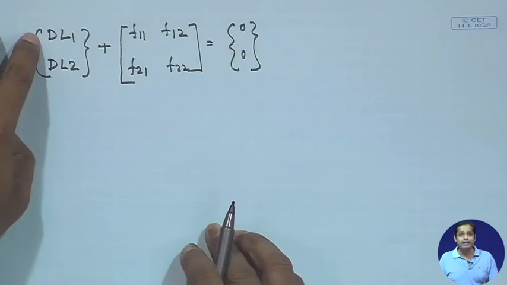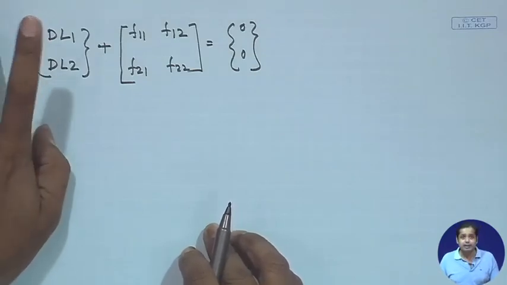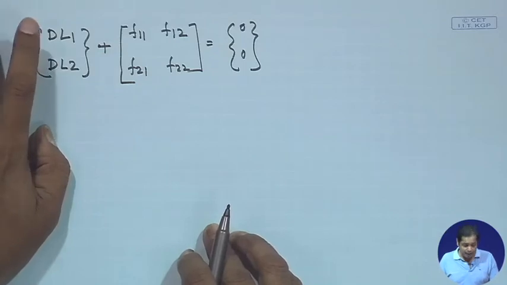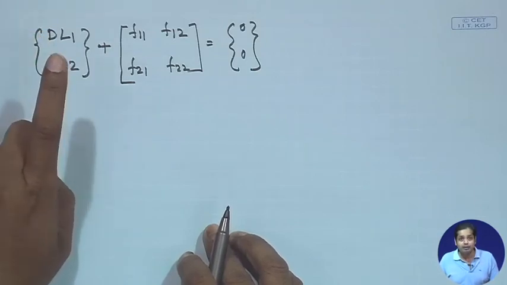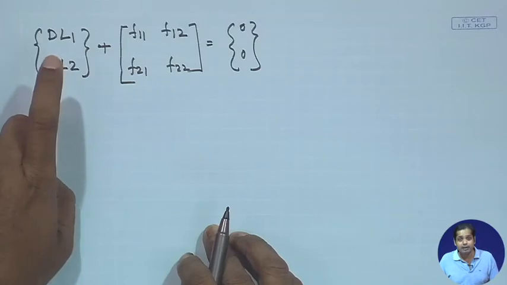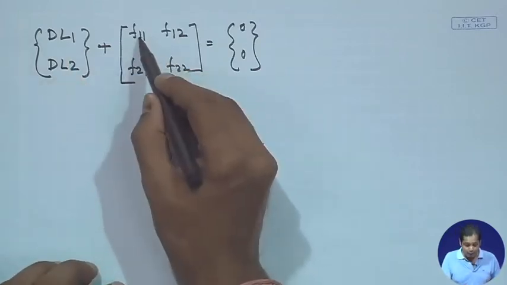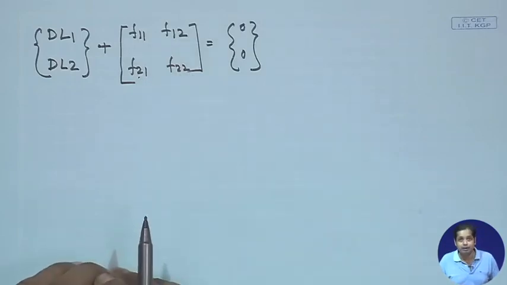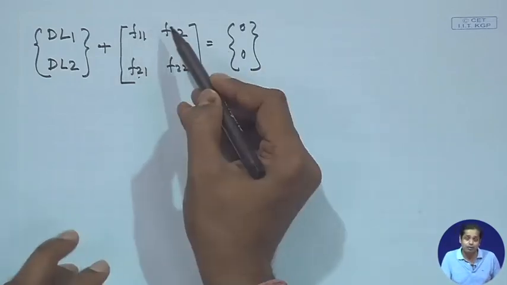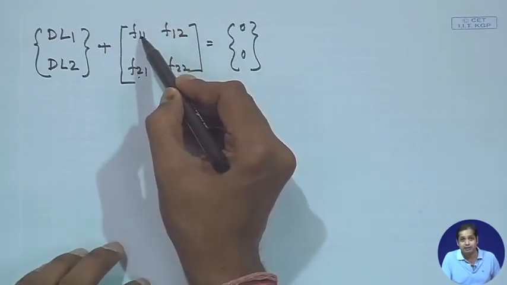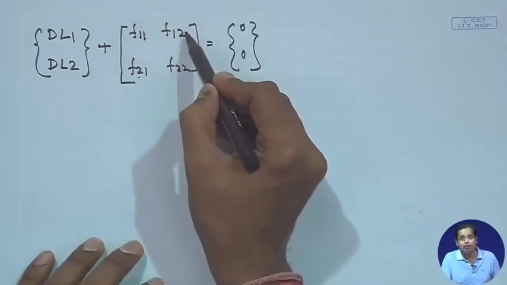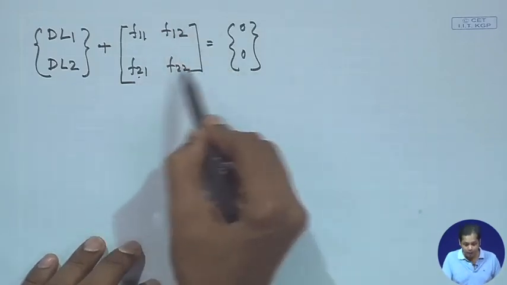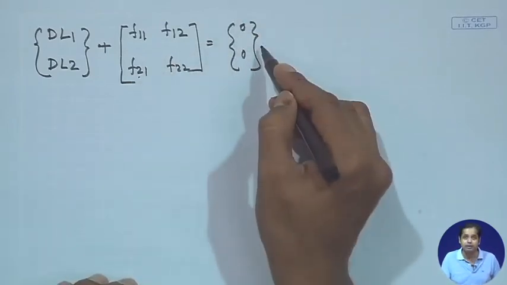Now, what is dL 1? dL 1 is the displacement or the deformation in the primary structure subjected to the external load in the direction of x 1, and dL 2 is the displacement in the primary structure due to the external load in the direction of x 2. F 1 1, F 2 1, F 1 2 and F 2 2 are flexibility coefficients. F 1 1 is the displacement in the direction of x 1 due to a unit load again in the direction of x 1. Similarly, F 1 2 is the displacement in x 1 due to the unit load in the direction of x 2. F 2 1 and F 2 2 can also be defined like this, and this is the compatibility equation. Now, what will we do now?